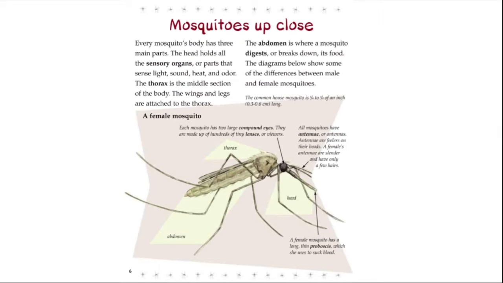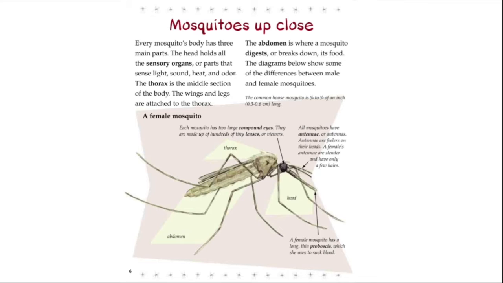Mosquitoes up close. Every mosquito's body has 3 main parts. The head holds all the sensory organs, or parts that sense light, sound, heat, and odor. The thorax is the middle section of the body. The wings and legs are attached to the thorax. The abdomen is where a mosquito digests, or breaks down, its food. The diagram below shows some of the differences between male and female mosquitoes.